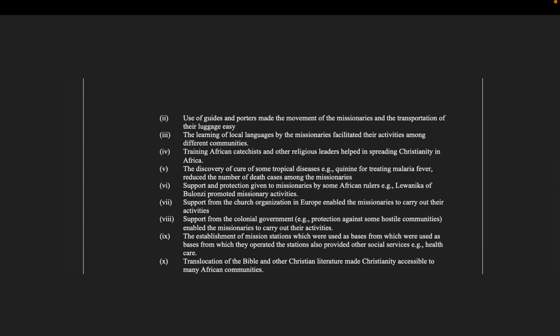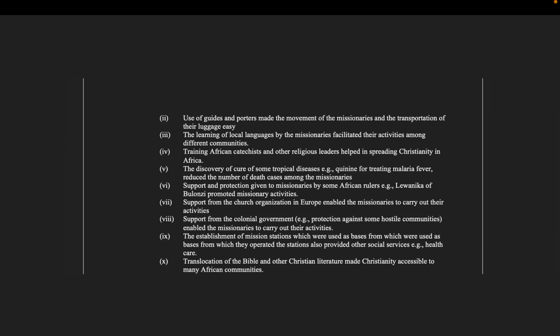Support from the church organization in Europe enabled the missionaries to carry out their activities. Support from the colonial government, e.g., protection against some hostile communities, enabled the missionaries to carry out their activities.